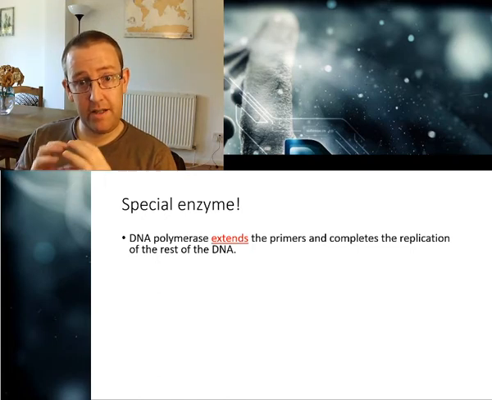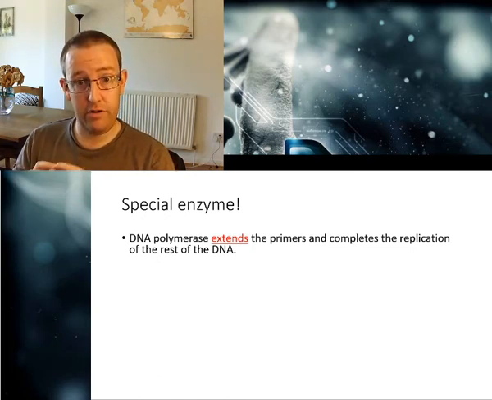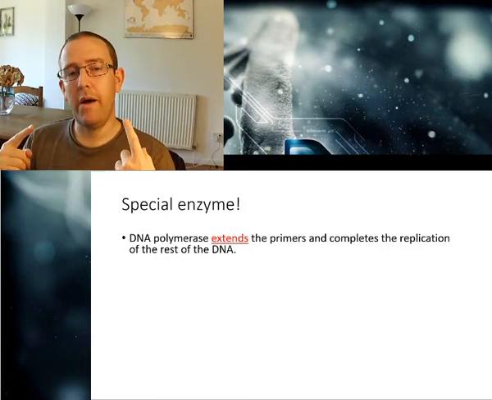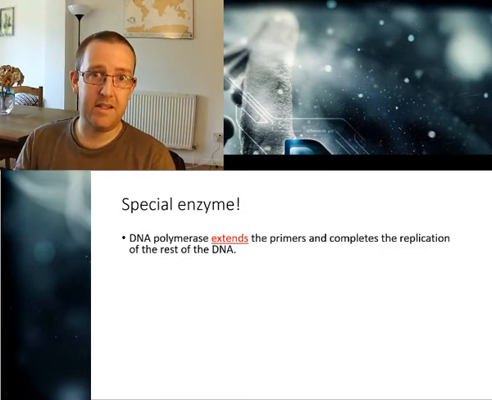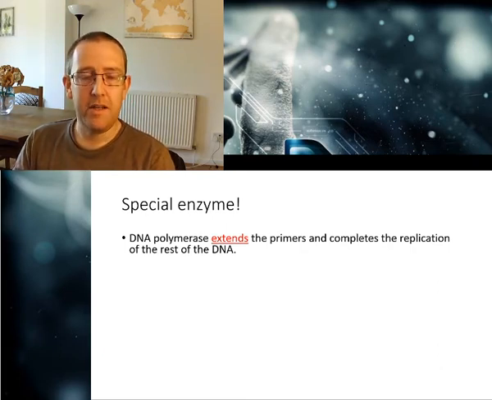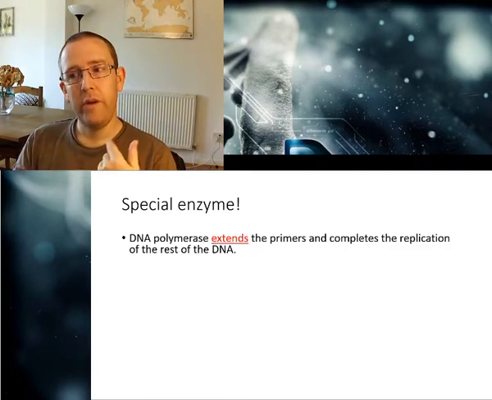DNA polymerase extends the primers and completes the replication of the rest of the DNA. But if every cycle you have to heat it up to 95 degrees C to break the hydrogen bonds, what do you think you're going to do to the polymerase? Well, if it's normal human polymerase, then you will denature it, and you'll have to add a new enzyme every single cycle. So we don't do that.